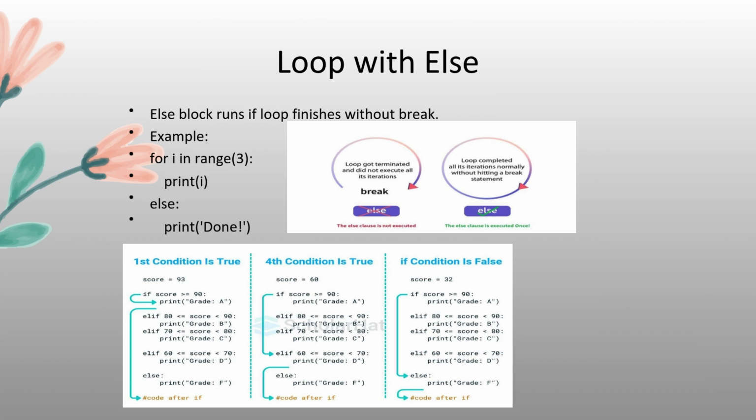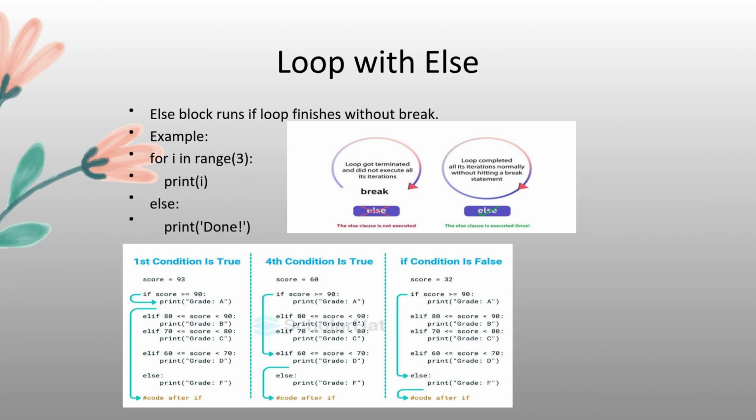Now, let's explore an interesting and lesser known feature in Python, the else block with loops. Yes, in Python, you can actually add an else block after a for loop or a while loop. But what does it do? Here's how it works. The else block runs only if the loop completes normally, that means without being interrupted by a break statement. So if the loop goes through all its items or runs until the condition becomes false, the else block will execute. But if the loop is stopped early using a break, then the else block is skipped.